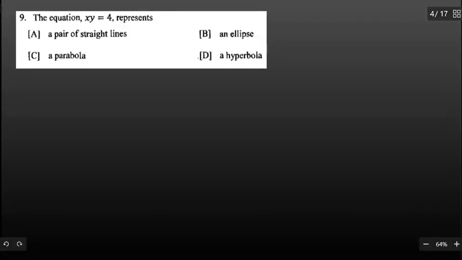Now the next question is, the equation xy equals 4 represents. Now xy equals 4, what kind of equation is this? xy is equal to a constant. By the help of this equation only, we can say that this is a rectangular hyperbola.